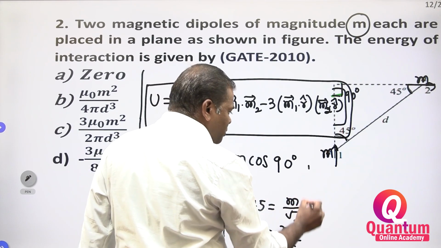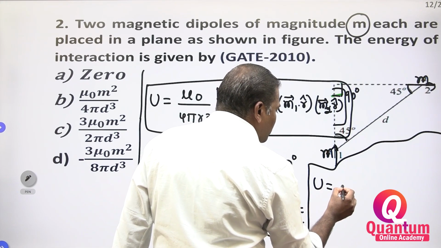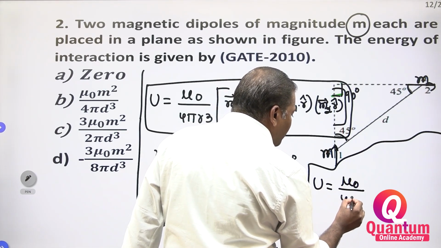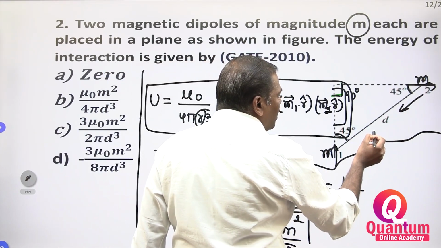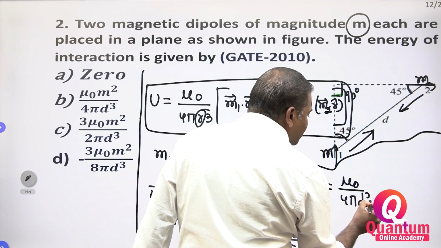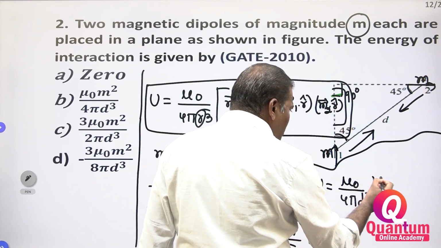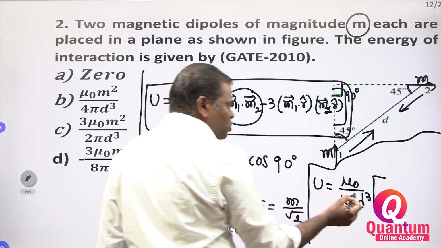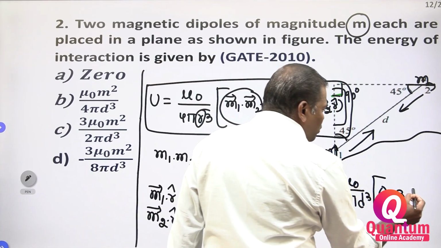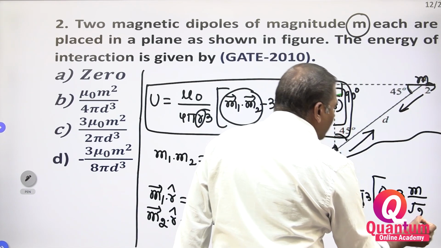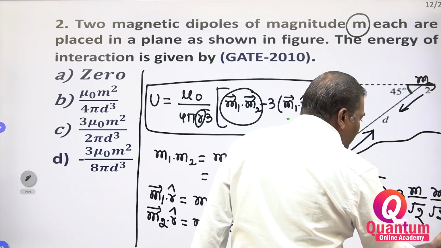Now you have to substitute. How do we substitute? U is equal to mu naught by 4 pi r cube. How much distance is there? Instead of r, distance d is there, so that is d cube, between m1 and m2. m1 dot m2 is equal to 0, minus 3 into m1 dot r cap, which is m by root 2. Right? m2 dot r cap is how much value? m by root 2 is there.